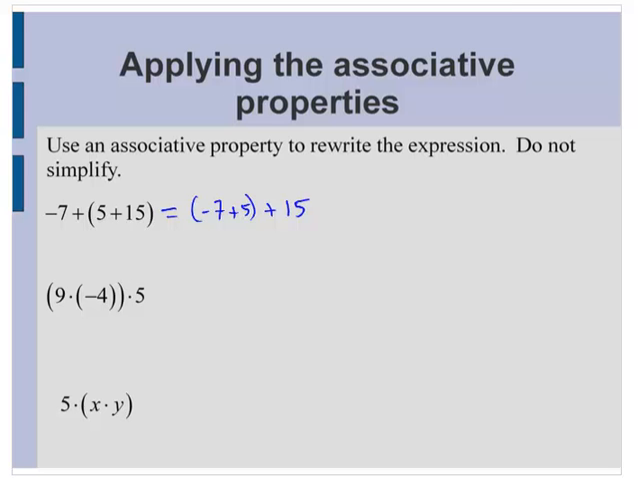Here we have in grouping 9 times -4 and then multiply that by 5. This is the same as 9 times the quantity -4, and I'll put that in parentheses, times 5. In the third example, we have 5 times the quantity x times y. This would be the same as 5x times y, where notice I've written the 5 times the x without the multiplication dot. So those are the associative properties.